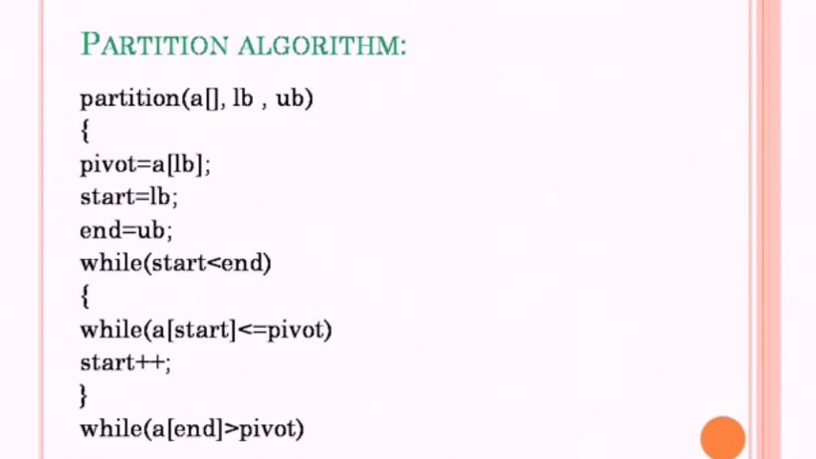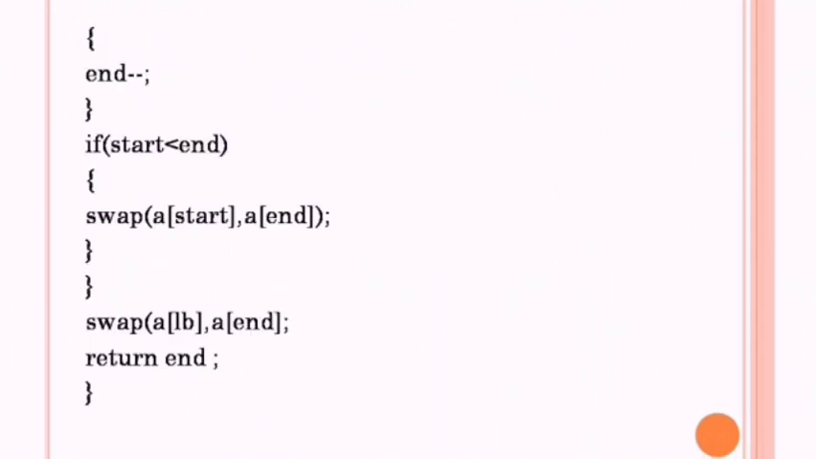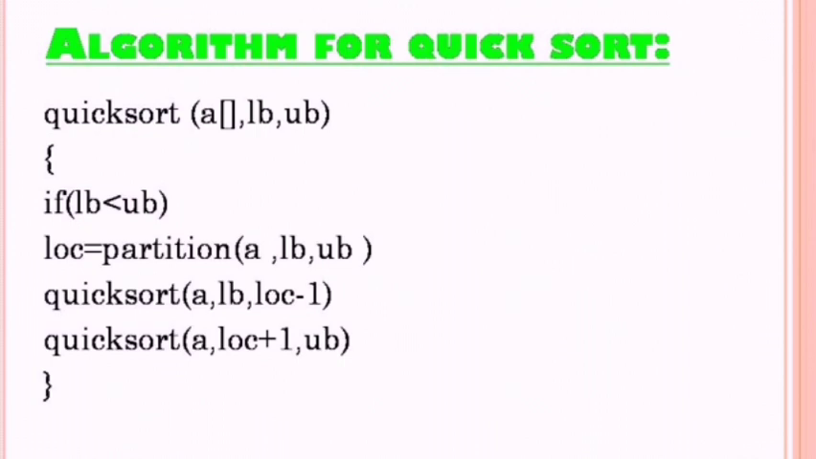You can see the partition algorithm. I have written the algorithm using the lower boundaries and the upper boundaries. Array of lower boundary is taken as a pivot here, and this is also a partition algorithm. As in the first slide, you can see swap. I have used swap here. Here is the algorithm for quicksort. This is the main algorithm. By using this algorithm only, we are going to solve the next example.